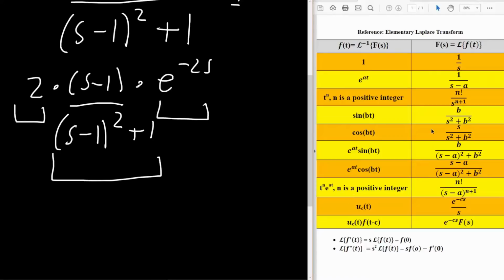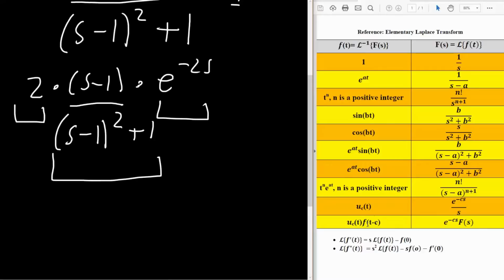And so now we use this table to see if we have a match, if there's anything that will relate to what we have. So we have (s minus 1) divided by (s minus 1) squared plus 1. So in our case, a is 1 and b is also 1. Next, we have e raised to negative 2s. If you look at this really quickly, you may think this is it. But we're not dividing by s. And so actually this will be it. So c is going to be 2. But what we need to do here is write u_2(t) times f(t minus c).